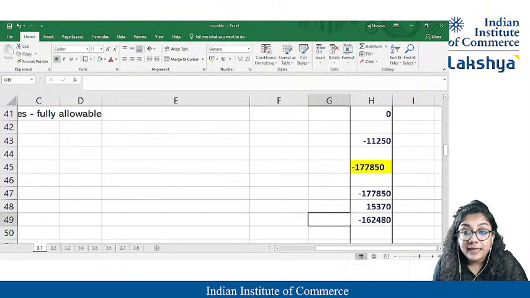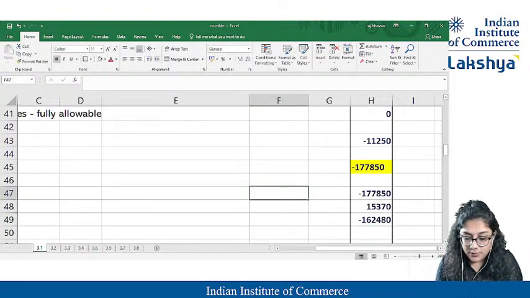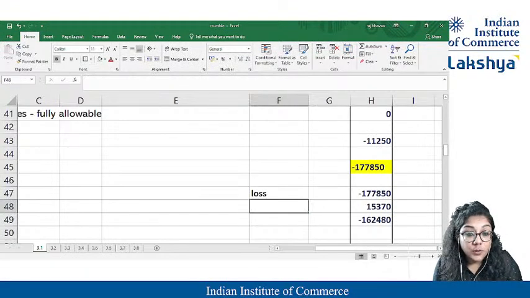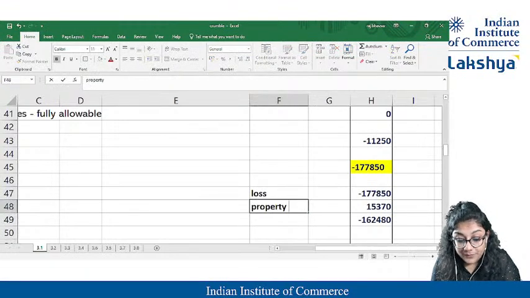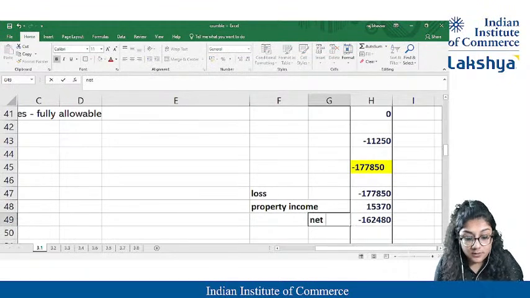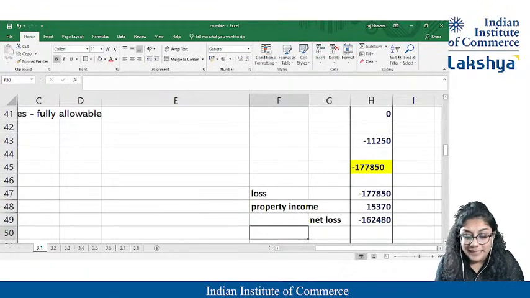Students, this is your net loss, not profits. So this is your operating losses, those losses, and this is your property income. Students, this is your net loss. If this is your net loss, what is the corporate tax?